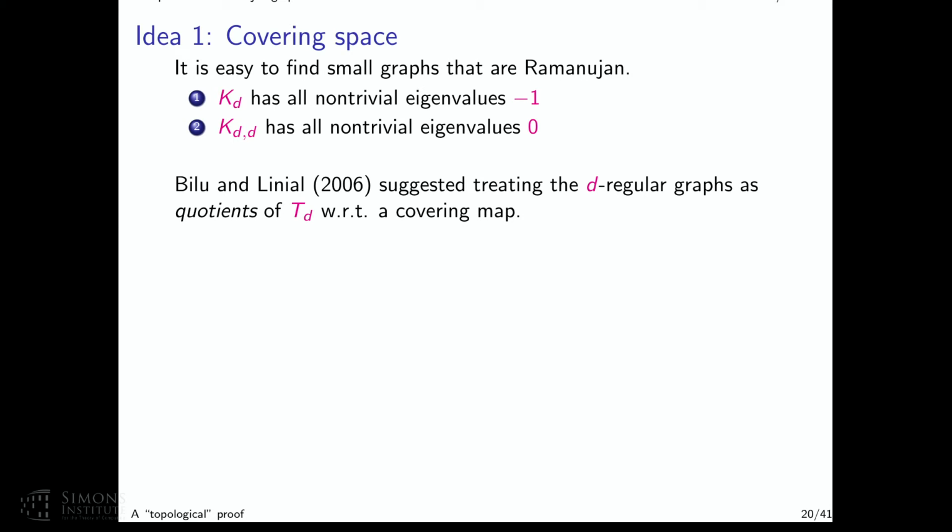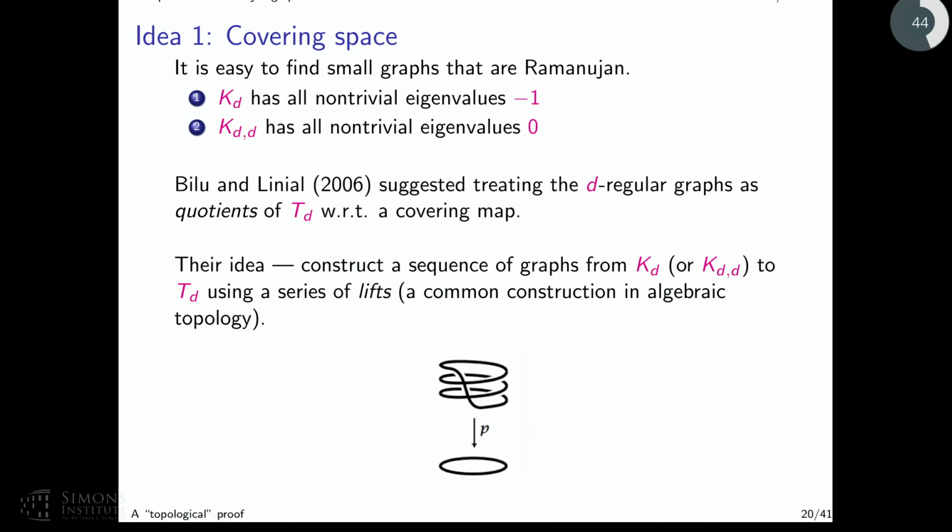And Bilu and Linial suggested treating the average D-regular graph as a quotient of the infinite degree D tree with respect to a covering map. So what was their idea? You start with K_D or K_{D,D}, and you construct a sequence of graphs that interpolates between K_D and your original graph and your infinite D-regular tree, using a series of what they call lifts.